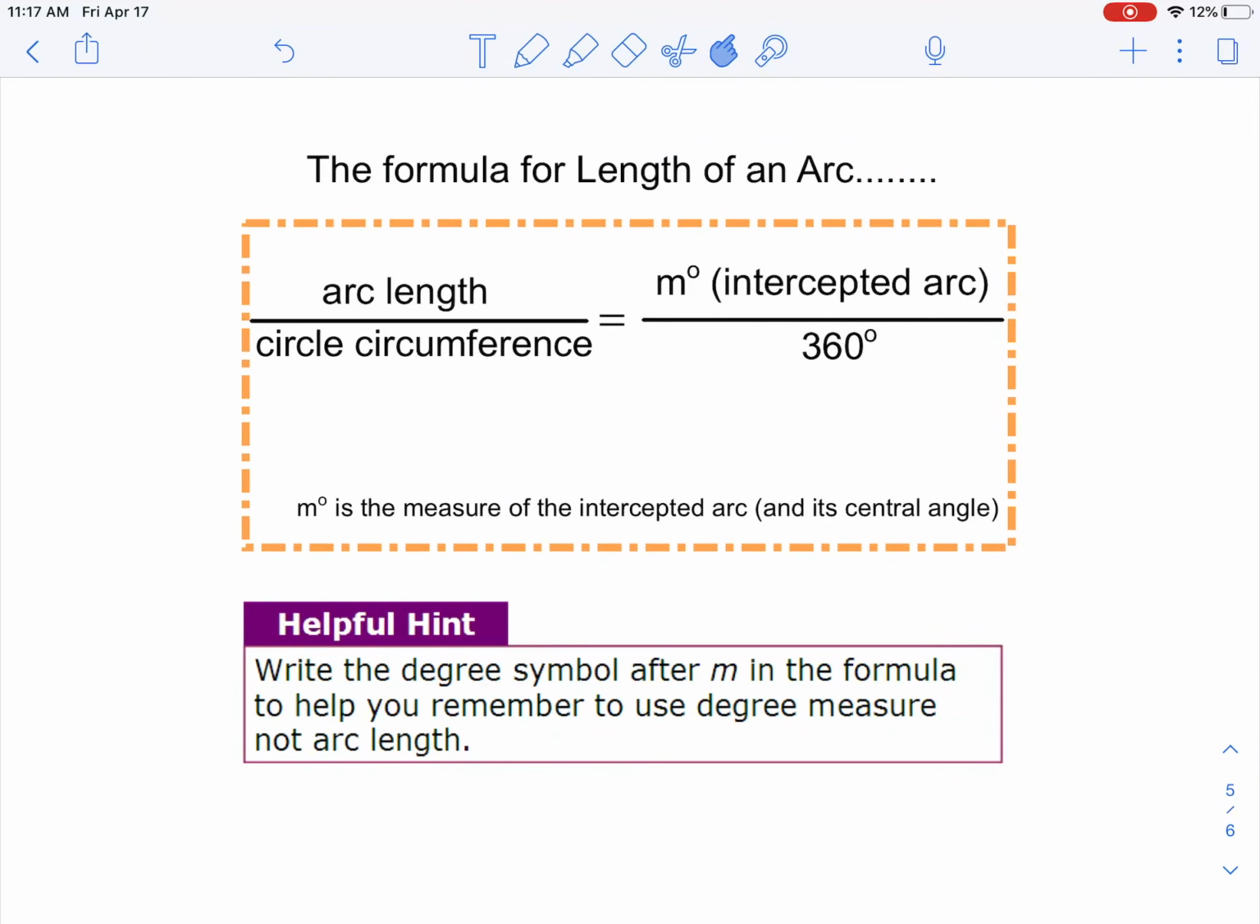So today the formula that we're going to be using for the length of an arc is the arc length over the circle circumference equals the measure of the intercepted arc in degrees over the total degrees in a circle, which is 360 degrees.